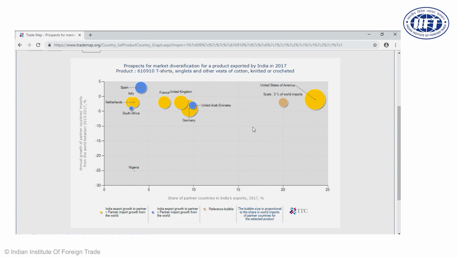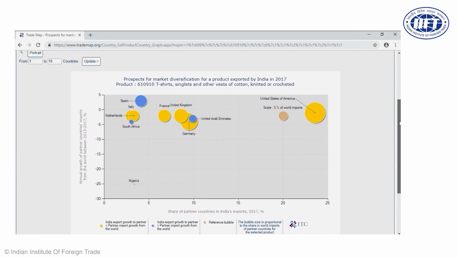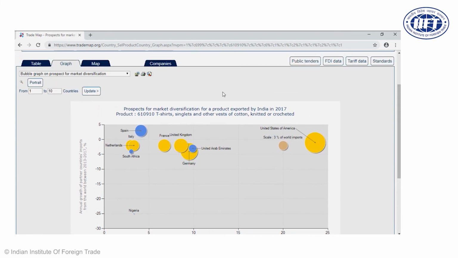Blue countries, on the other hand, show our export to these countries is, let's say, 9% compared to their import growth from the world of 2%. That means we are already winning in these markets. So we can actually export to these markets with relative ease.